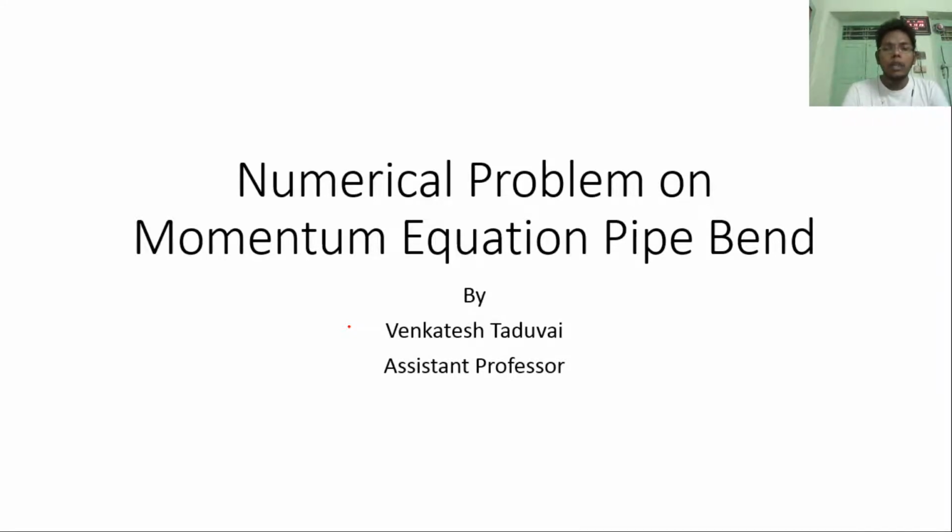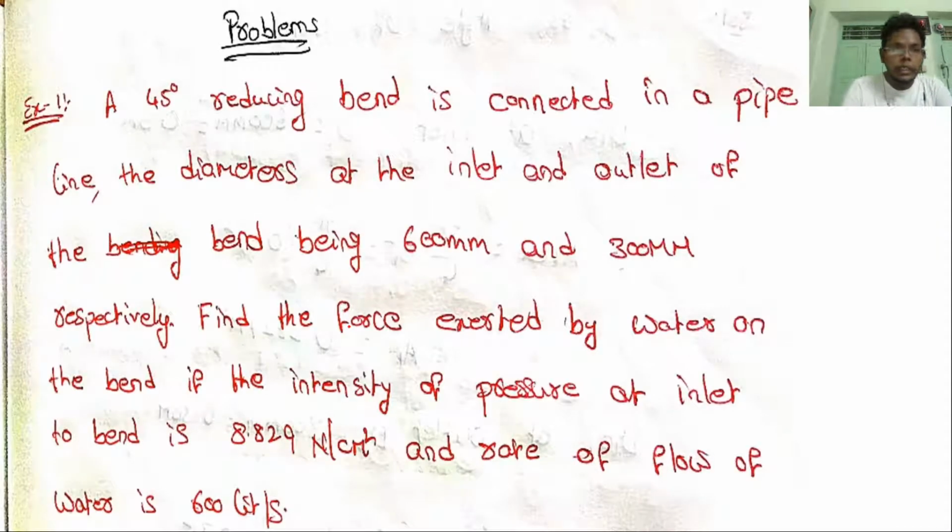Now, in today's session we are seeing numerical problems on the momentum equation for pipe bend. First of all we will see the question. I am reading the question. A 45-degree reducing bend is connected in a pipeline. The diameter at the inlet and outlet of the bend is 600 mm and 300 mm.